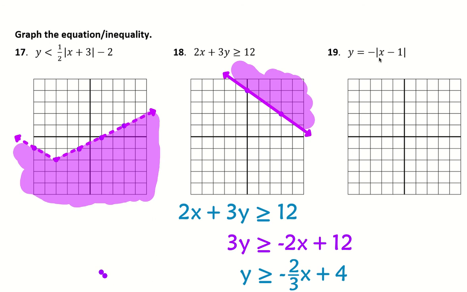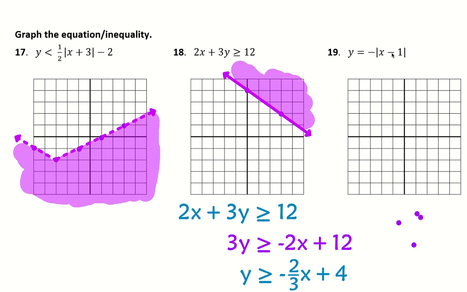Number 19. It's an absolute value equation. There's not going to be any shading. There's not going to be any dashed lines at all. Okay? But it is going to be a V. And so, remember how we like to do this. We look at how it compares to the parent function and its graph.